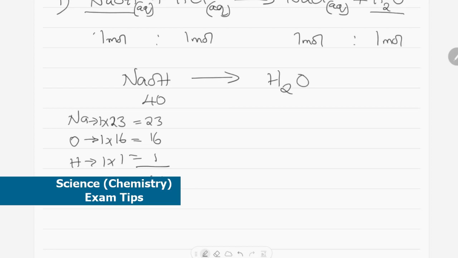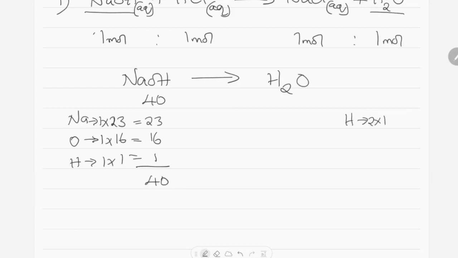And for water, the relative molecular mass will be H, which gives us 2 multiplied by 1. Then oxygen, 1 multiplied by 16. This is 2, and this is 16. When you add this, it will give you 18. So the relative molecular mass in this case is 18.